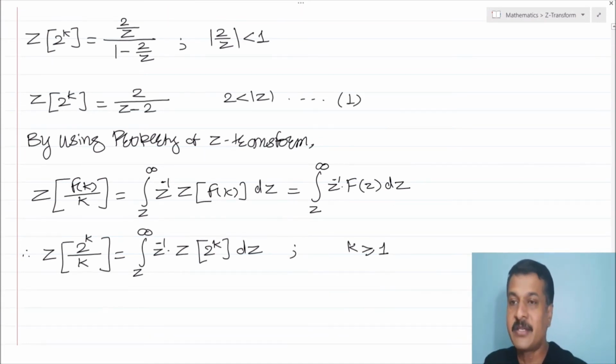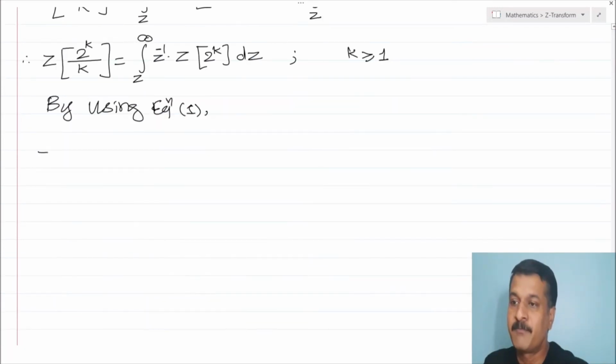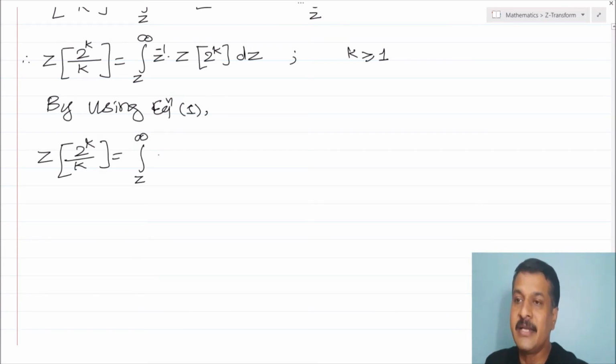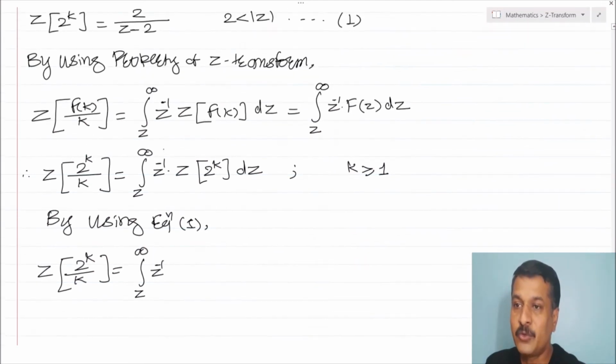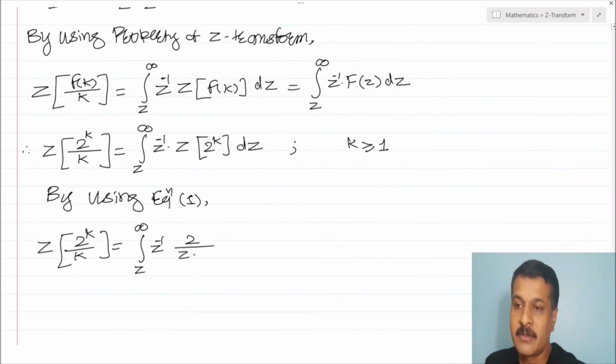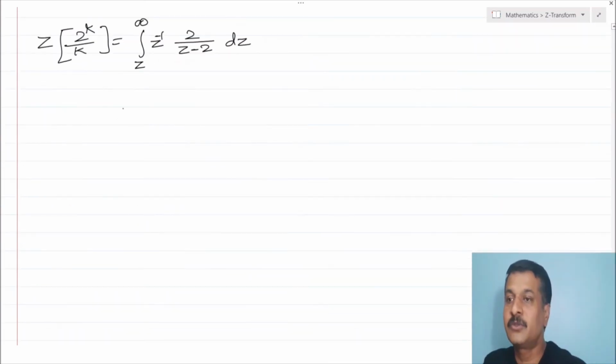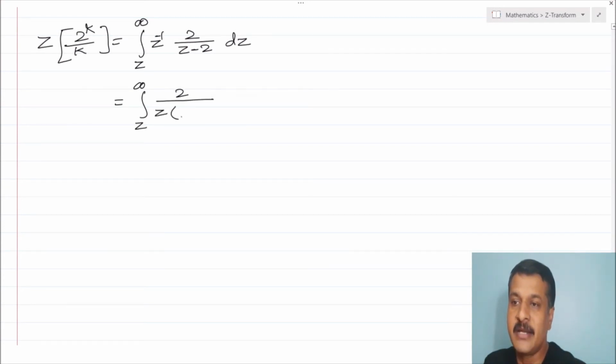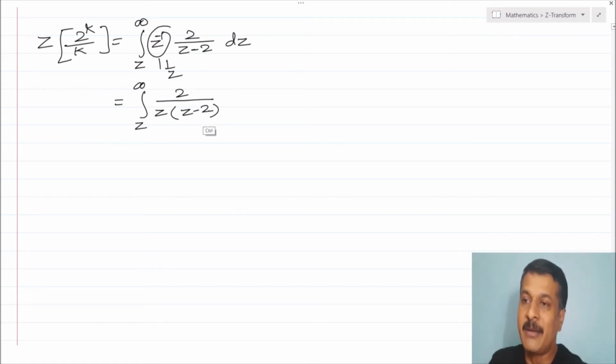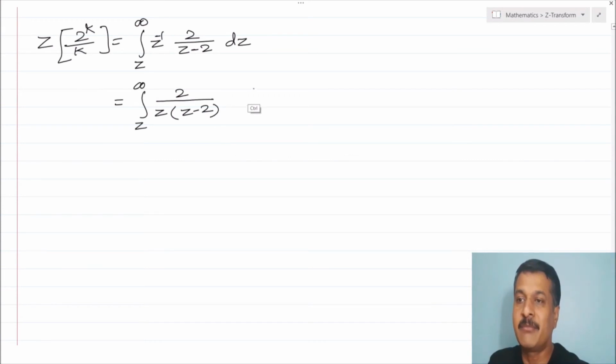So by using equation 1, I am getting z transform of 2 raised to k by k equal to integration z to infinity z inverse, and the z transform of 2 raised to k is 2 upon z minus 2 dz. So here I am getting integration z to infinity 2 upon z into z minus 2. Note that here z inverse I can write 1 by z. That is why I am getting here 2 upon z into z minus 2 into dz. So by partial fraction or direct formula you can separate it.